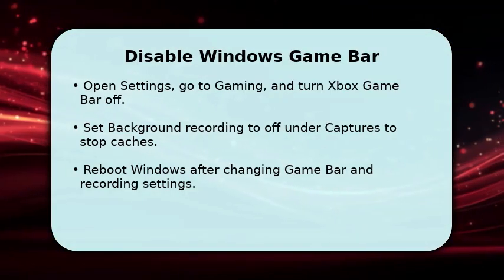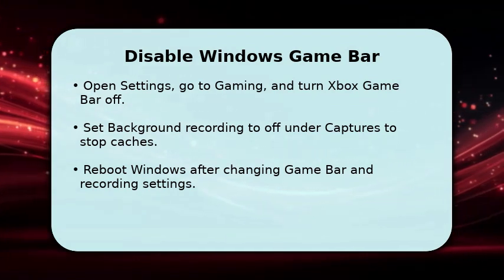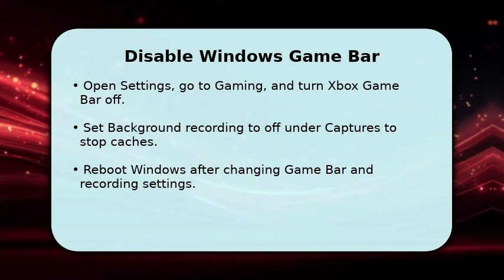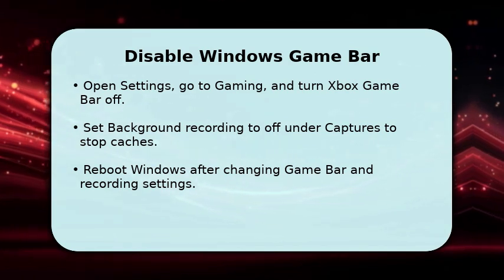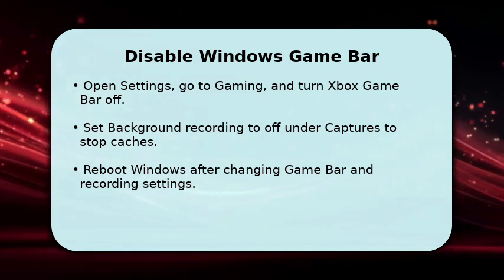Open Windows settings with the Windows key and type Gaming to open options. Toggle Xbox Game Bar off to stop the overlay from capturing. Under Captures, set Record in the background to off to stop shadow recording.